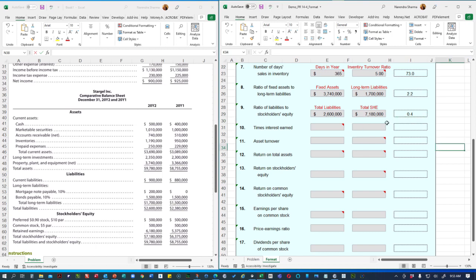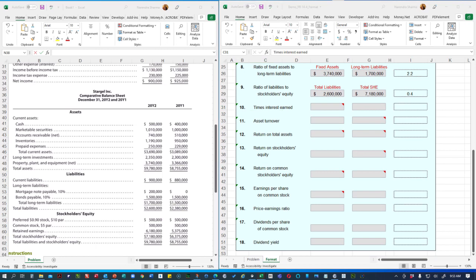Now, of course, what does it say to you? That means you have more shareholders funding your business than the liabilities. That is good for the people who are going to lend you money, but it may not be as good for the stockholders because they have to put in more money than the other creditors. So that will be 0.4. Now the next ratio we are asked to do is the times interest earned ratio.